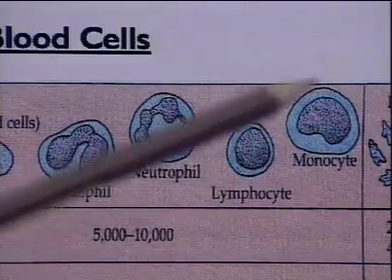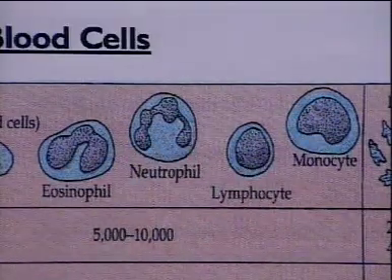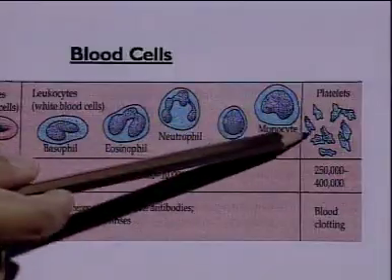Monocytes have a globular nucleus. Dear students, now the third variety of blood cells, that is the platelets or thrombocytes. Blood platelets or thrombocytes are a very important part of blood. They play a central role in blood clotting.